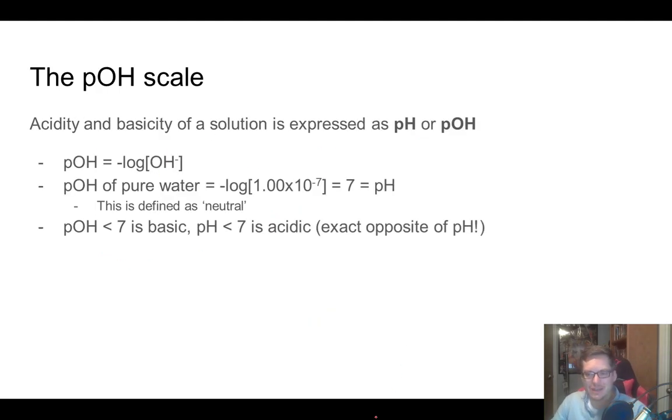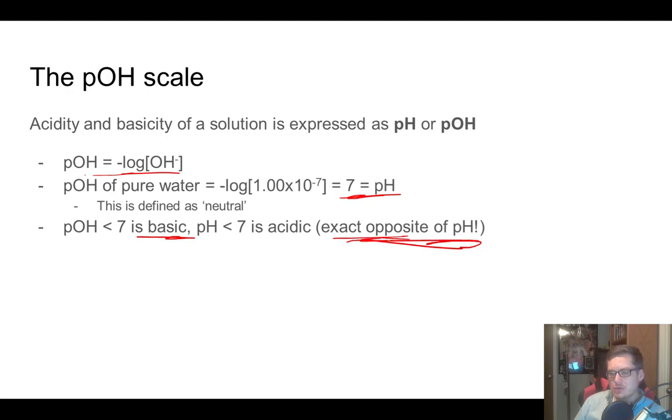pOH is the same idea as pH, but slightly different. Okay, pOH is the negative log of the concentration of hydroxide. The pOH of pure water is still equal to 7, just like the pH defined as neutral. Now, this is backwards, so you got to pay attention. If your pOH is less than 7, that means you're basic. Remember with your pH, if it was less than 7, it was acidic. This is the exact opposite. Don't let this throw you off. Your pOH tells you how basic you are, and your pH tells you how acidic you are. So if you have a pOH of 13, that means you're actually pretty acidic.